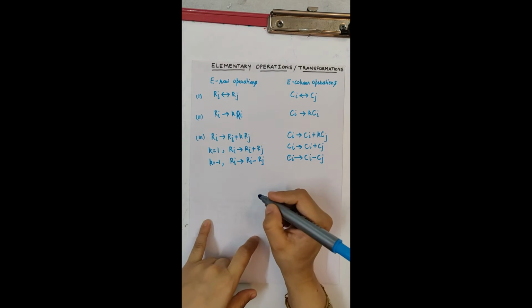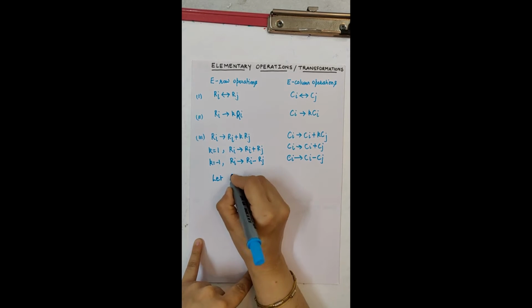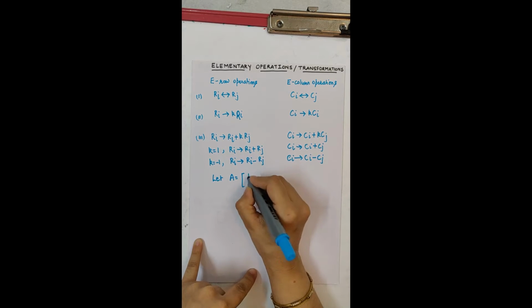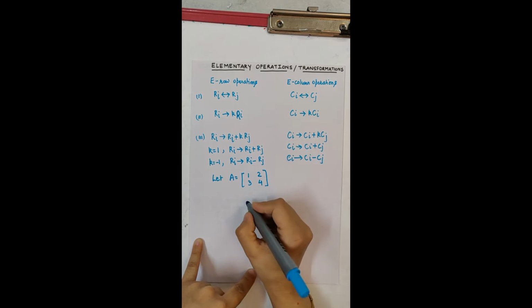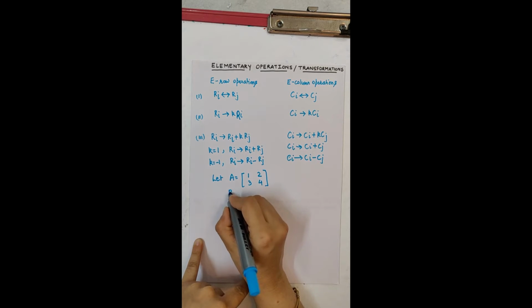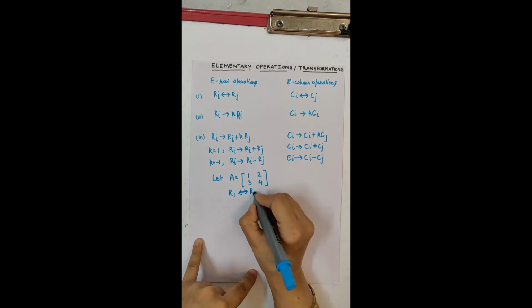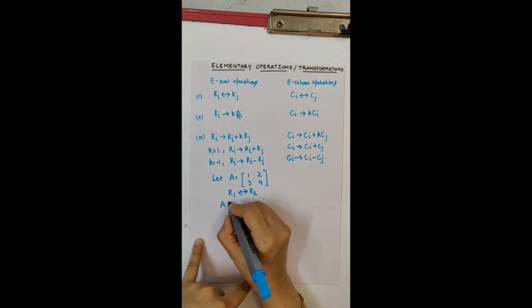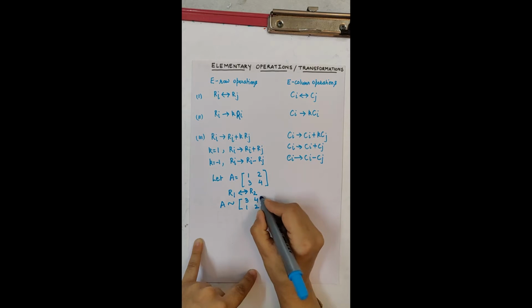Now let us understand these operations better with the help of an example. So let A be a 2 cross 2 matrix given by say 1, 2, 3, 4. If I talk about the first operation, since I have only 2 rows, applying the operation means that I can exchange rows or exchange columns. So for example, if I exchange the rows R1 and R2, then the matrix A gets transformed to 3, 4, 1, 2. So I have simply interchanged the 2 rows.